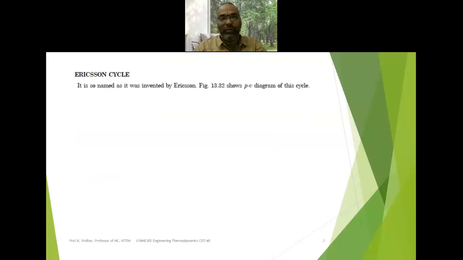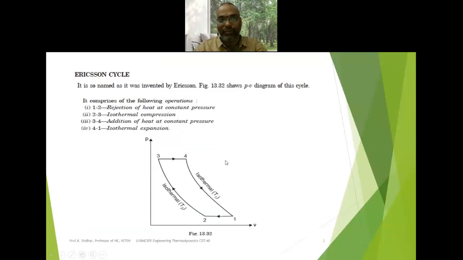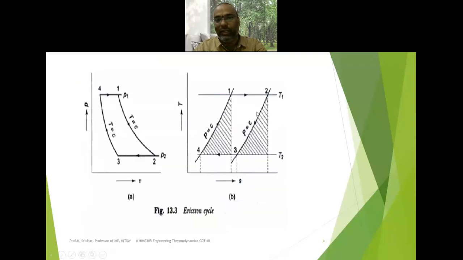Here, first of all, let us deal with the Ericsson cycle. The Ericsson cycle was invented by Ericsson, a scientist. It is very important to know the various processes involved in the Ericsson cycle. From this PV diagram, you are able to see there are two reversible isothermal processes and two constant pressure processes. So two isothermal and two constant pressure processes are there in the Ericsson cycle.